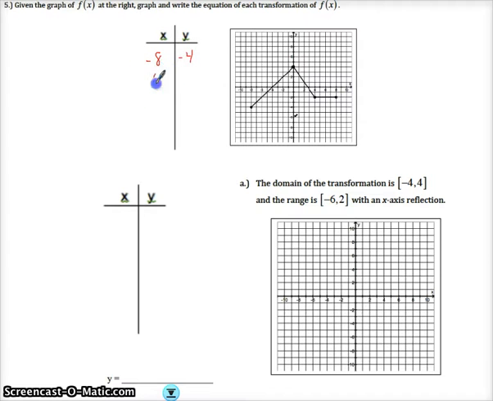Wow, that is really small. At 0, it appears we're at 4. At 4, we go down to -2, and at 8, we're also at -2. The domain of the transformation is -4 to 4, and the range is -6 to 2, with an x-axis reflection.